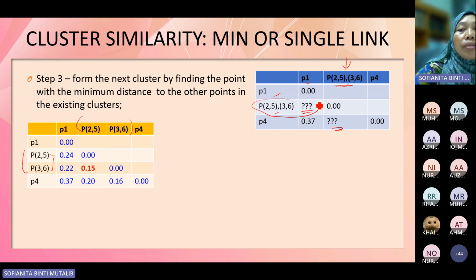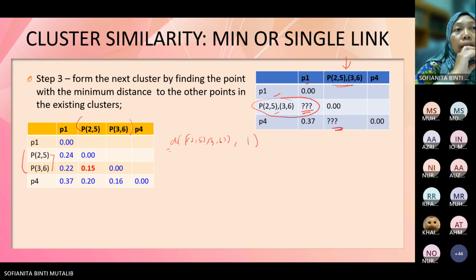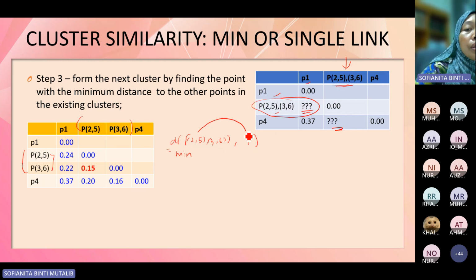Just now, have we calculated this one or not? Not yet, right? So we are using the distance of 2, 5, and 3, 6. This is already one cluster, and cluster 1. So now we use the range. So here to here and here to here.